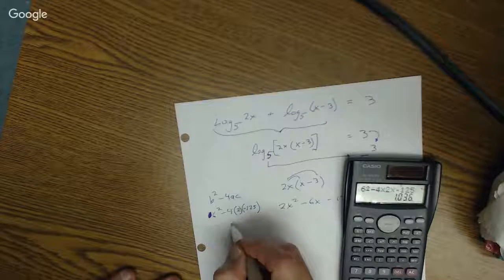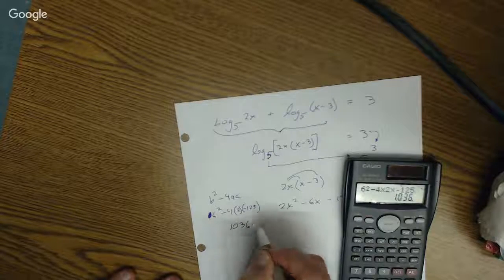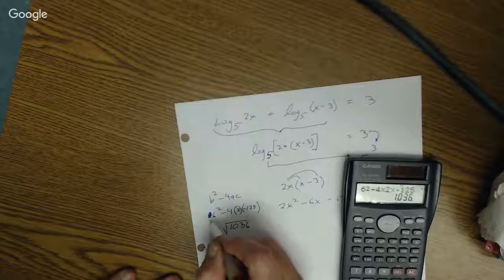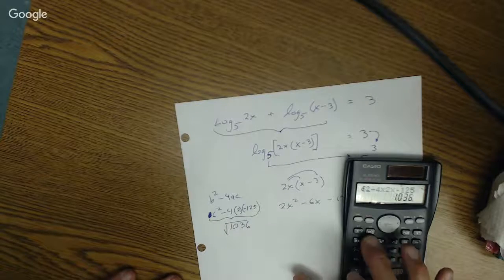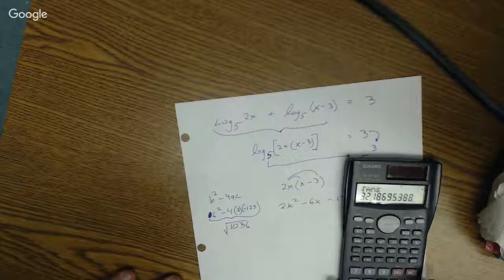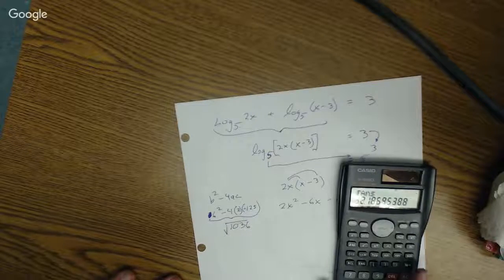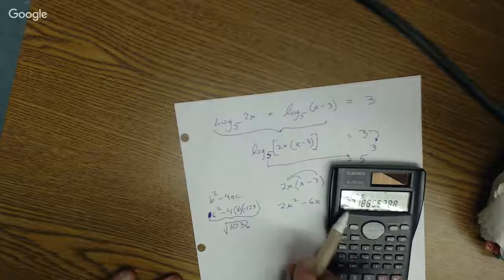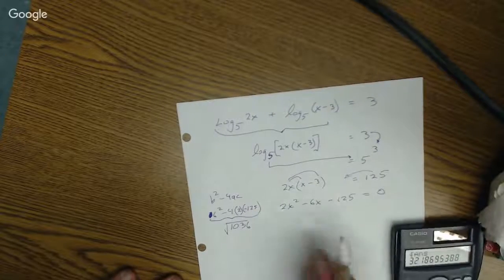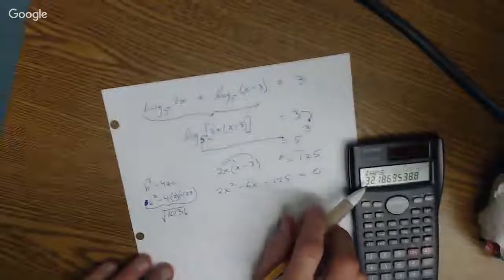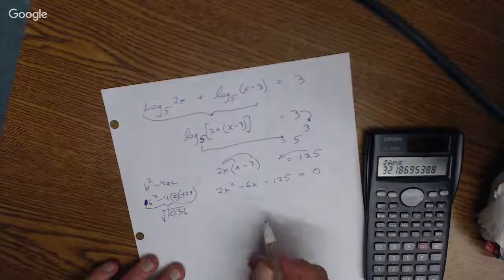And that's 1,036. Now, I don't think that has a square root. Let me check. I'll take the square root and see. So the square root of 1,036 is 32.18, blah, blah, blah. So no even square root, so we know it does not factor. All right, so let's do the quadratic formula. I'm going to save that 32 for a minute, and I'm going to use it in a second.